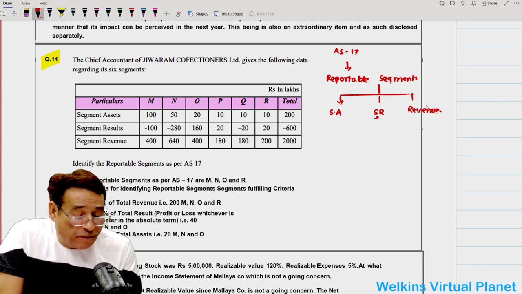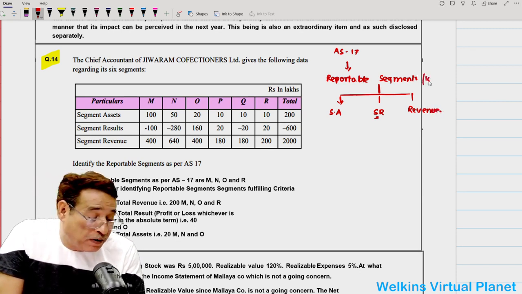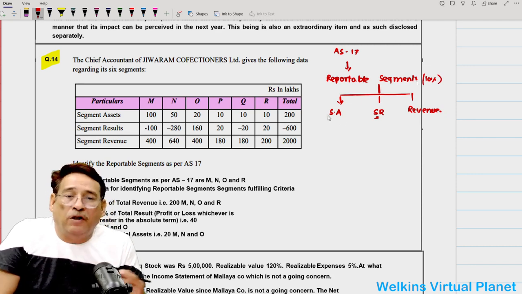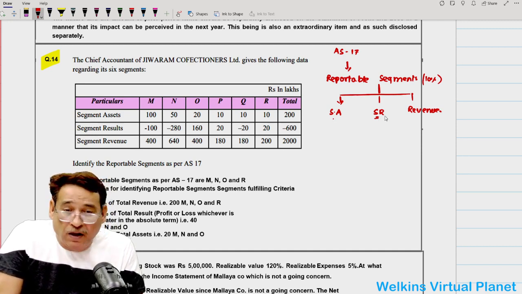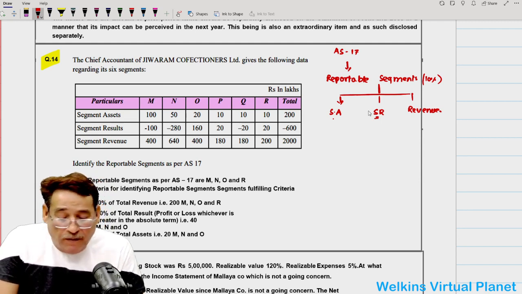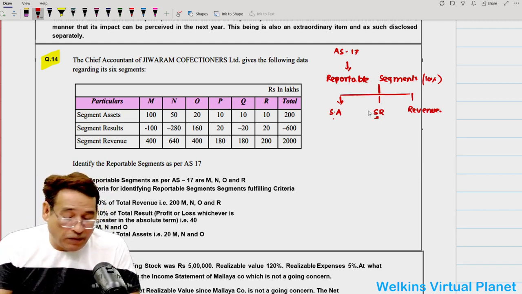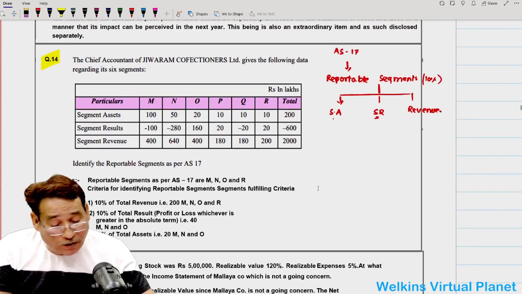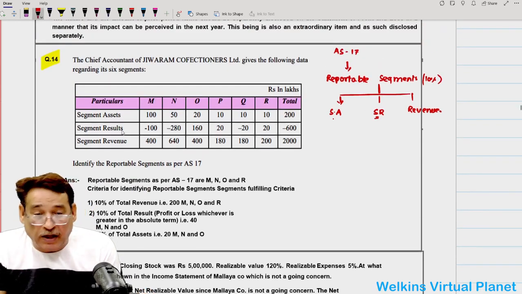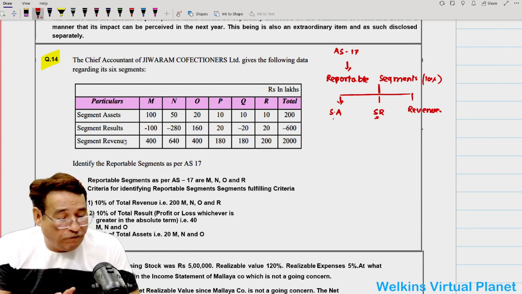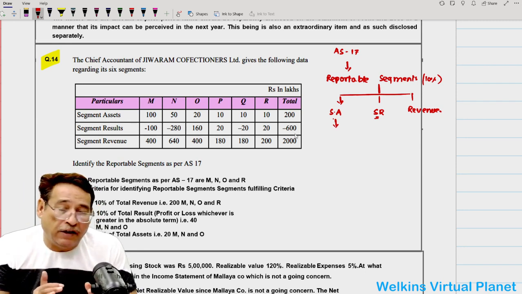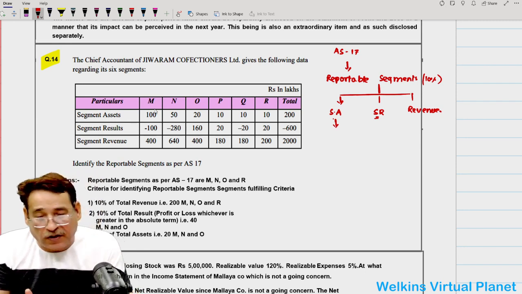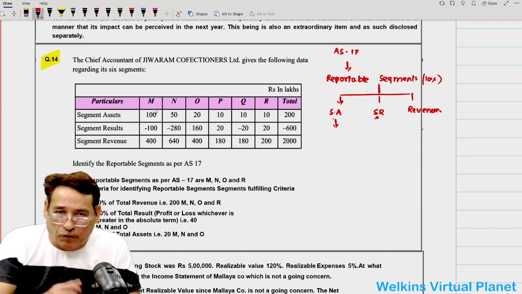And what is the criteria? The criteria, as we know, is 10% or more of total segment assets, and similarly of total revenue and total result. We have to find out the reportable segments. Now see here, if you want to do it quickly, the segment assets, segment result, and segment revenue are given. First of all, let us find out the threshold criteria. Threshold criteria means the minimum criteria which the segment must meet to be categorized as a reportable segment.